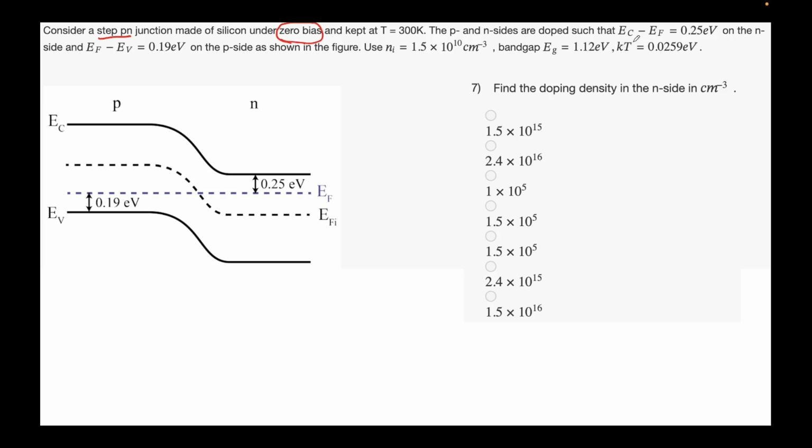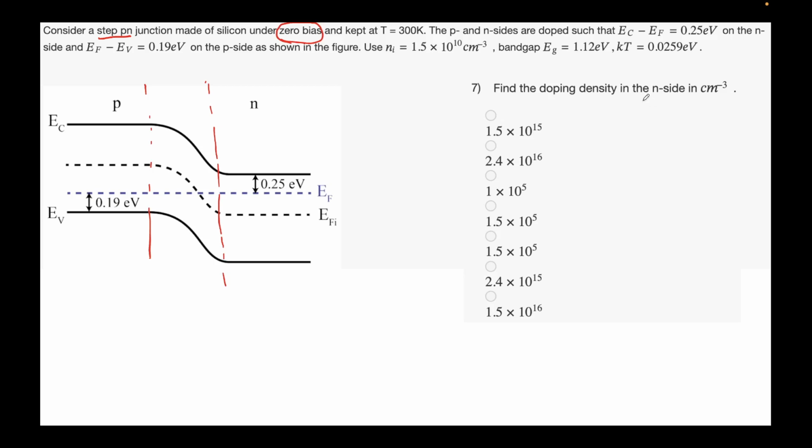The doping is not given in this case, but we are given the distance from the Fermi level, and you see it's in equilibrium because the Fermi level is flat. See this horizontal blue line. EC minus EF is given, EF minus EV is given. Let's divide into three parts first: the bulk region on your left, in the middle is your depletion region, on the right is again the N type bulk region. Ni is given for silicon, band gap is given, KT is given. We have to find the doping density on the N side.